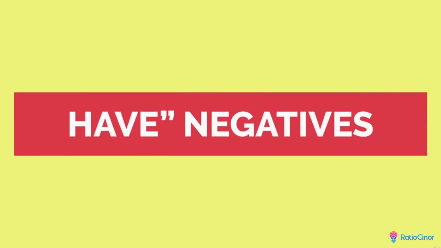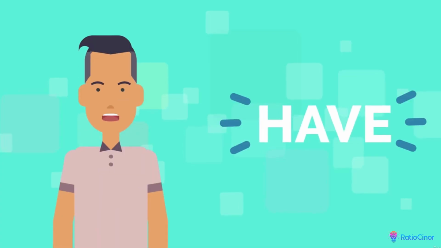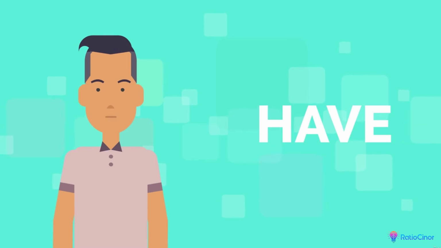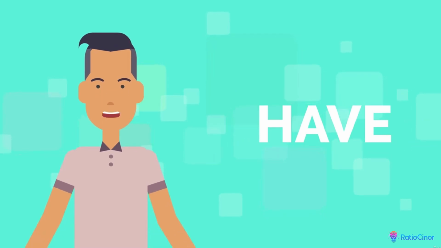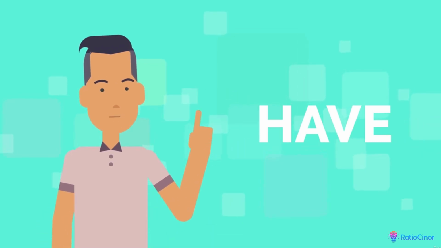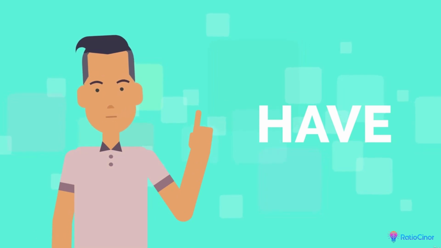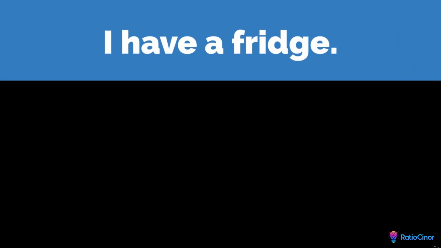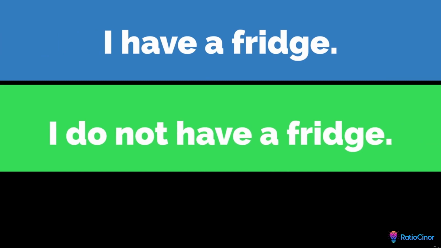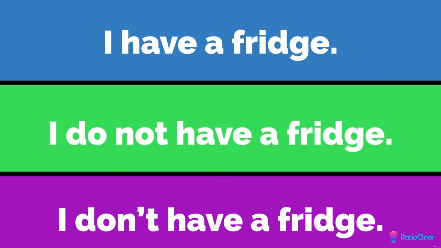Have negatives. Although have is irregular, its negative is formed in the usual way. The negative form can also be contracted as with other verbs. I have a fridge. I do not have a fridge. I don't have a fridge. Do not can be shortened to don't.